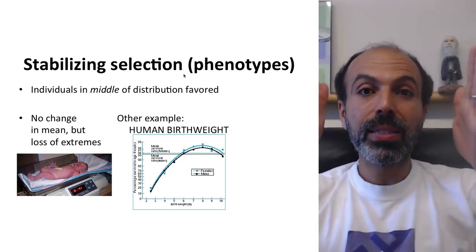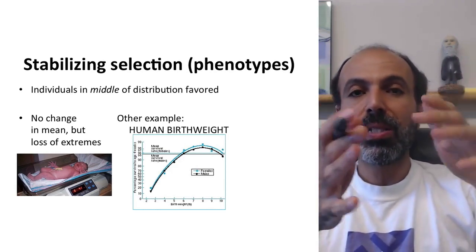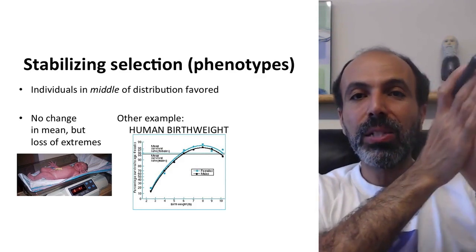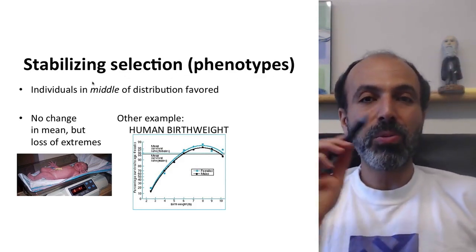I should emphasize, stabilizing selection is not the same as overdominance. Overdominance is something that happens when you're looking at a single gene. This is looking at a pattern in phenotypes. It's a common error. I just want to make sure to emphasize that.